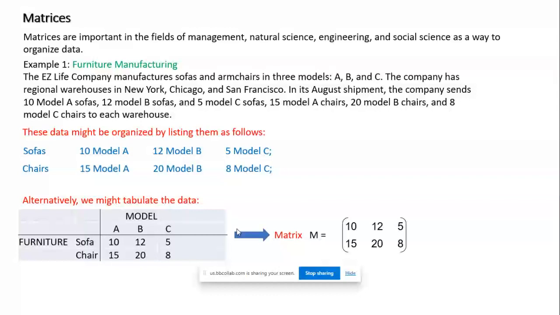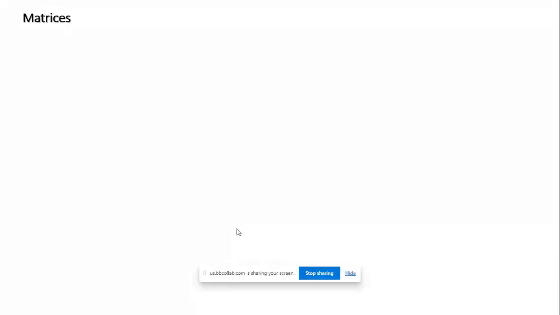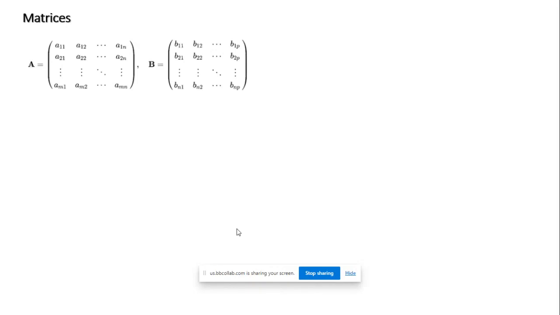Column 1 has to do with model A, column 2 with model B, and column 3 with model C. So again, the rows refer to our furniture, sofas and chairs, and the columns refer to our models. All right, so let's go into a more general term of what a matrix is.